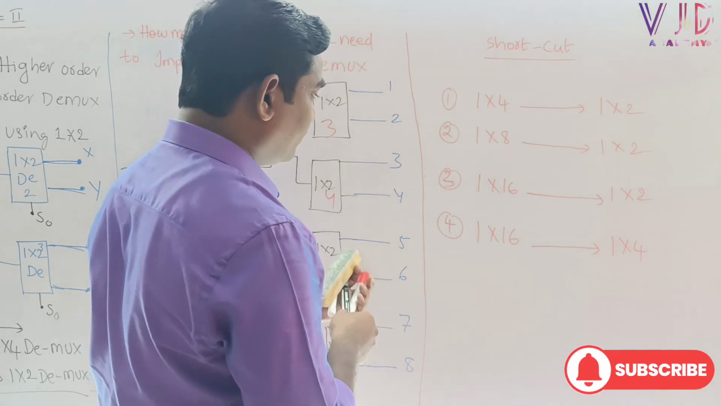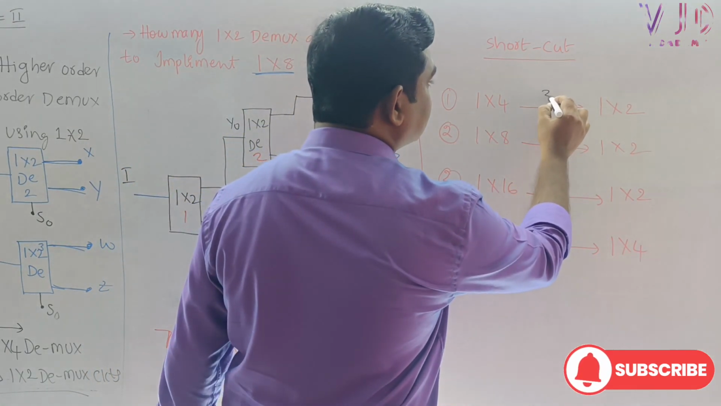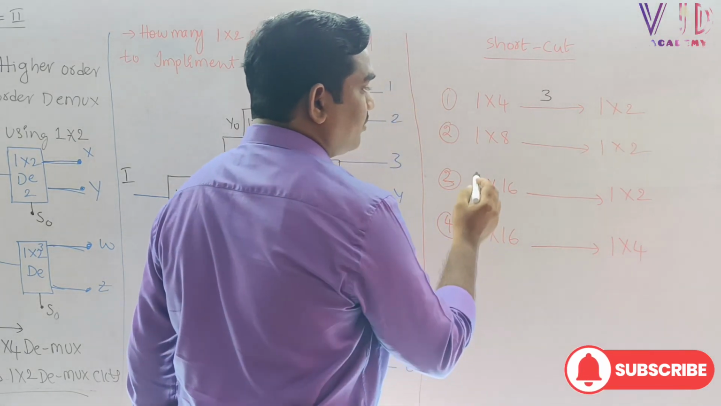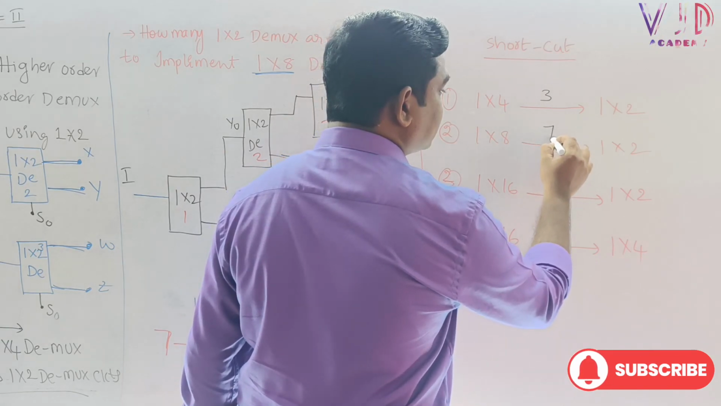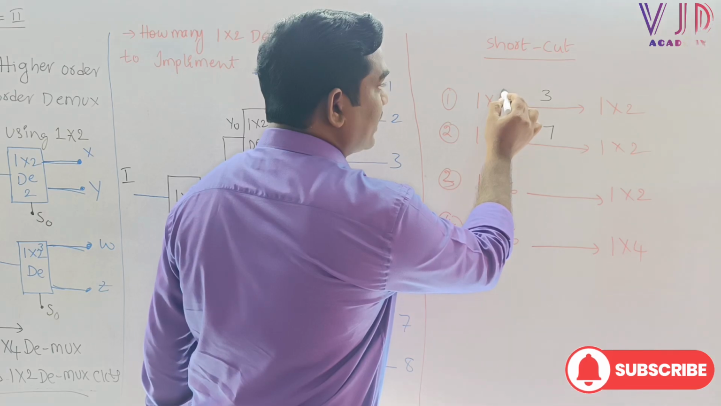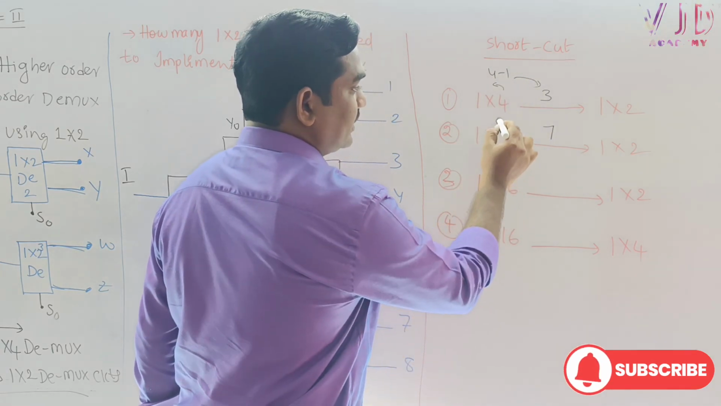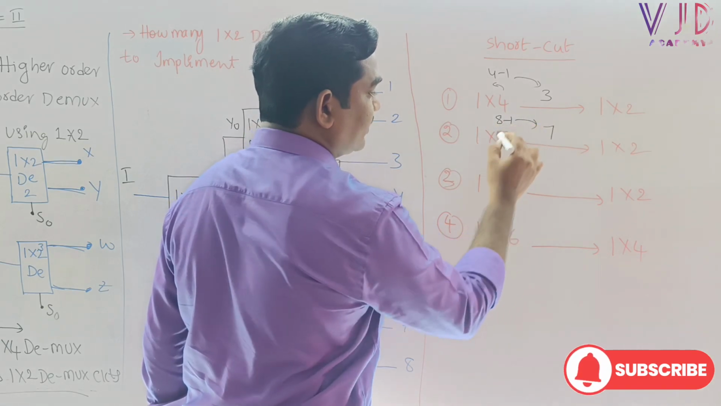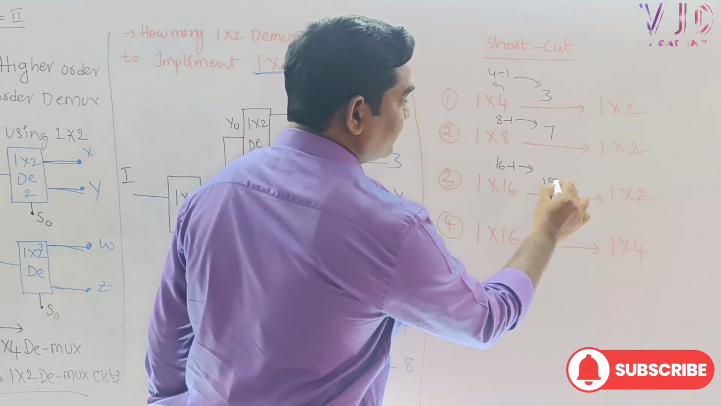Sir, to implement a 1 to 4 demultiplexer, we have seen already we need just 3 demultiplexers, and to implement a 1 to 8 demultiplexer, we need just 7 demultiplexers. Here also the logic is 4 minus 1, answer is 3. Here 8 minus 1, answer is 7. Here 16 minus 1, answer is 15.